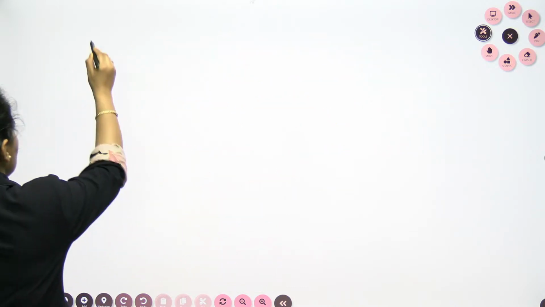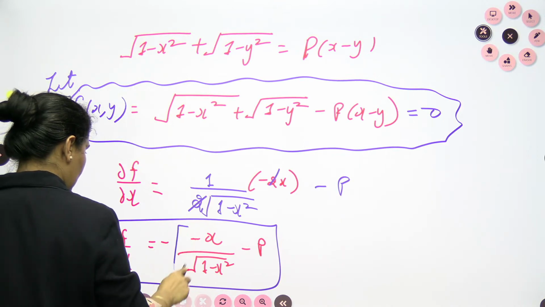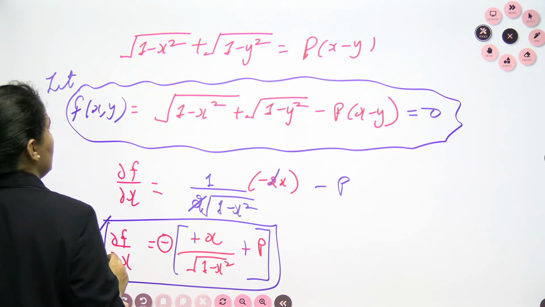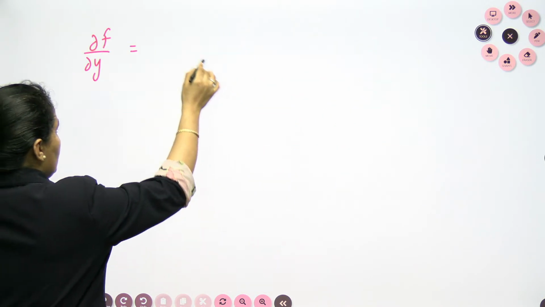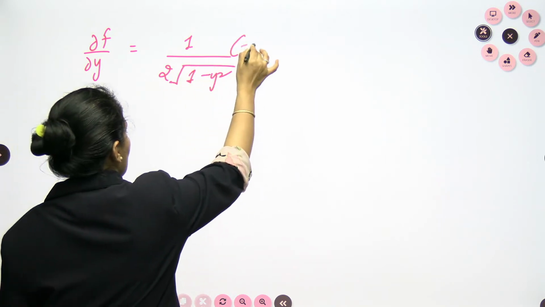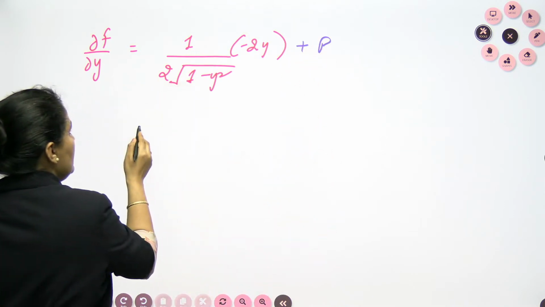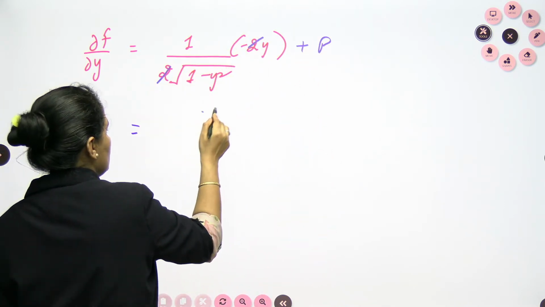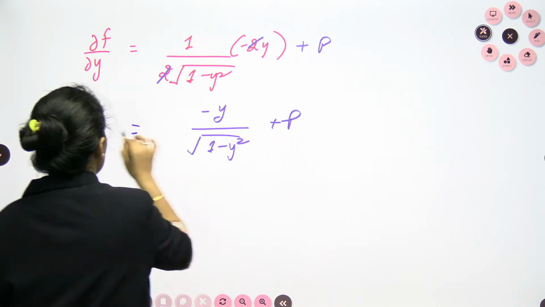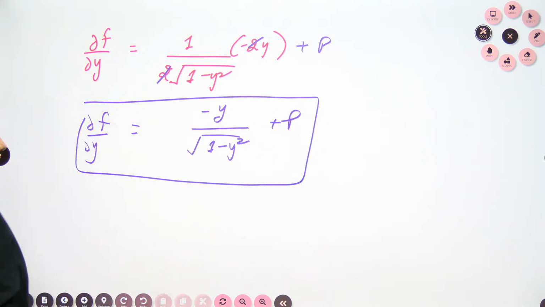Now let's find out del f by del y also. If you want, you can take negative common and make the thing positive, since we have negative here. Okay, let's find out for y. With respect to y, it will be 1 upon 2 root of 1 minus y square times minus 2y, and here I am having plus p. So here also the 2 and 2 will be gone, so it will be minus y upon root of 1 minus y square plus p. This is my del f by del y.